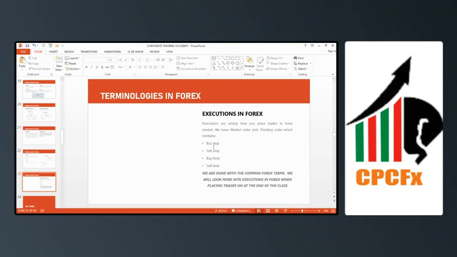So I believe with these terminologies, there are so many others, but these are the few ones I feel will help you as a trader. And by the time you understand these terms, forex trading will no longer be an issue to you, because you are aware of these things, and they will aid your learning very, very fast.